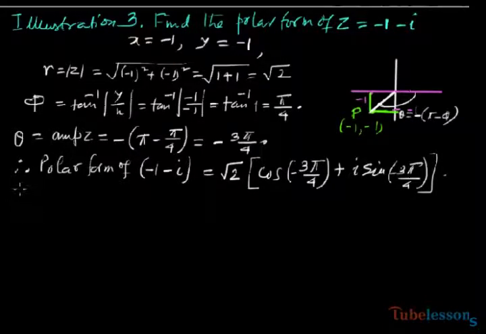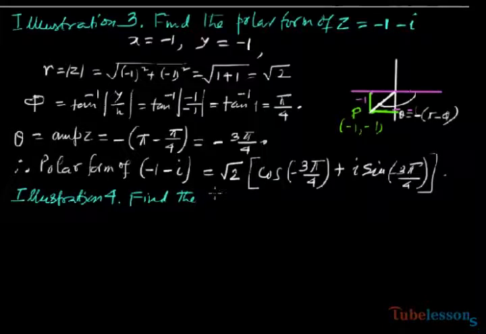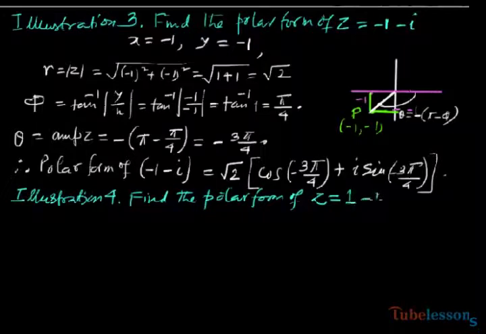Now our last illustration, find the polar form of the complex number z is equal to 1 minus i. So here x is equal to 1 positive and y is equal to minus 1 negative. So the point is in the fourth quadrant.